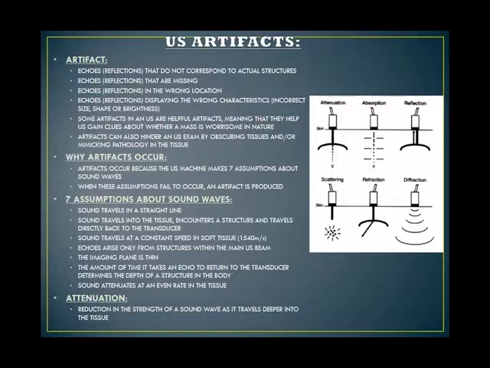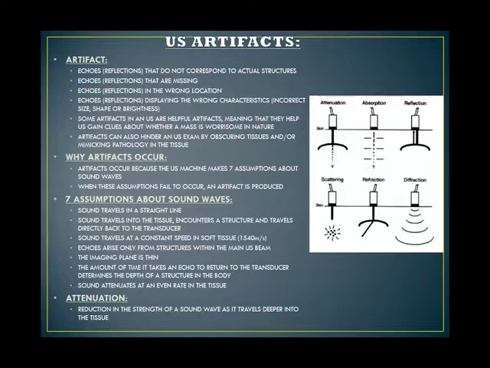There are various reasons why artifacts occur, but they basically occur because an ultrasound machine, to produce an image, makes 7 assumptions about sound waves. And the assumptions are great assumptions. Many times these assumptions are true, but whenever these assumptions don't hold, an artifact is produced. Assumption 1, sound travels in a straight line, which is what we all would love to see. Unfortunately, sometimes it doesn't.